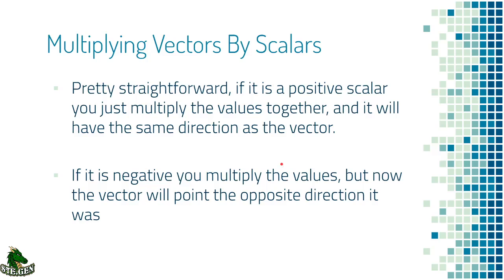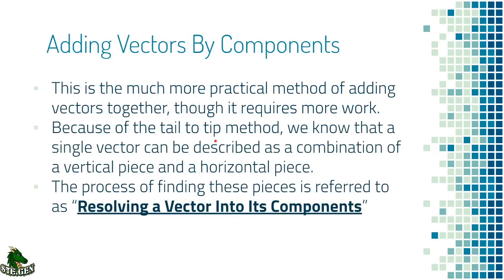Multiplying vectors by scalars is pretty straightforward. If it's a positive scalar, you just multiply them and it will have the same direction. If you multiply a negative value to a vector, then that vector will just point the opposite direction and change its magnitude by whatever you multiplied it by. So if you multiply something by 0.5, it would be the same direction it's pointing, just half the size. By negative 0.5, it would be half the size, and you flip which side the arrow would have on it.